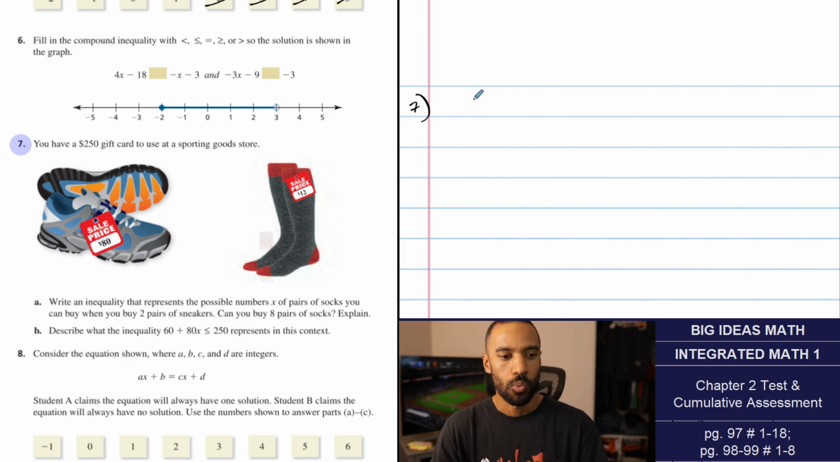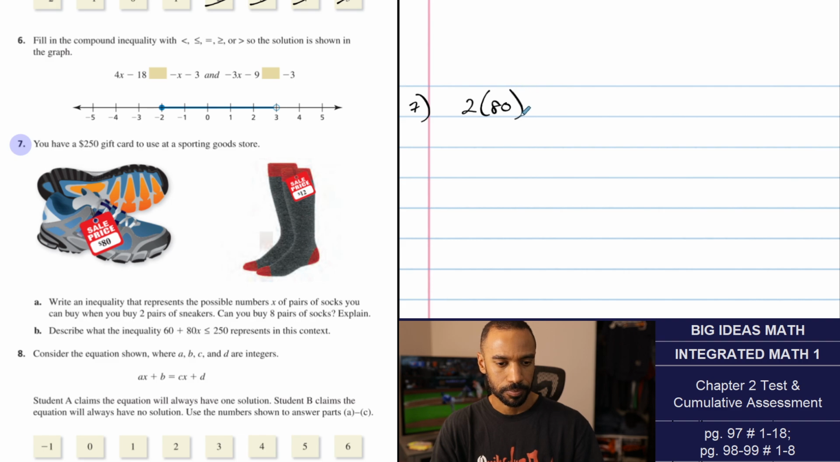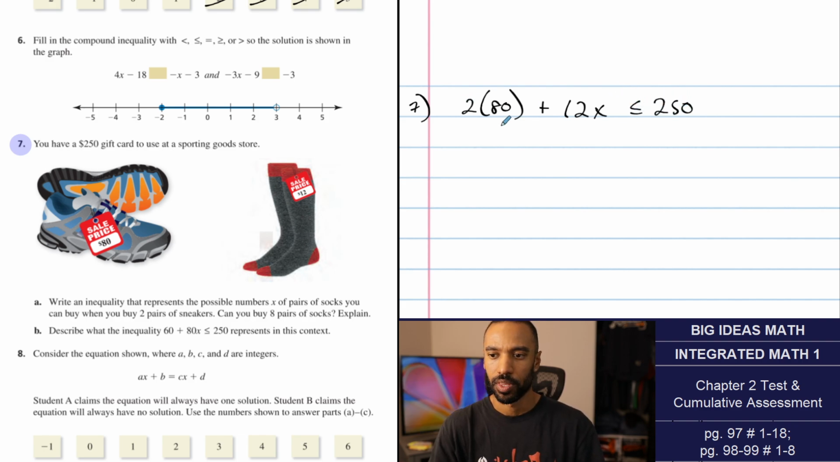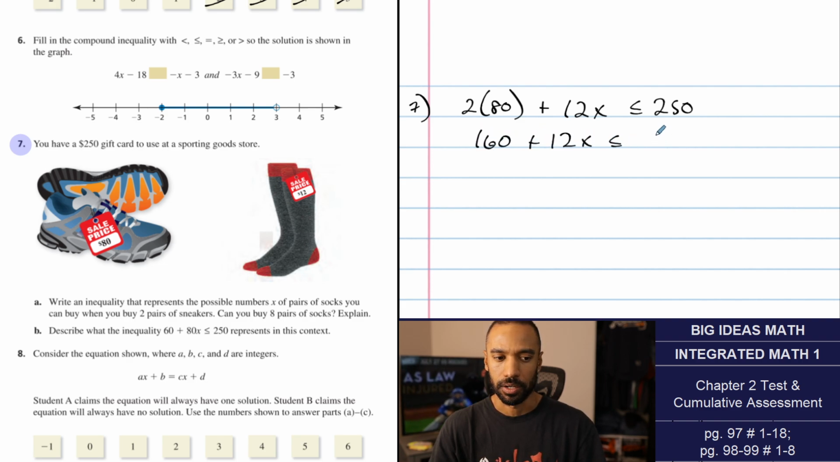Okay, so we can buy 2 pairs of sneakers. I assume the sale price is a part of this, right? 2 pairs of sneakers for $80 as the set. You spend $12 on each pair of socks. You multiply by the number of pairs of socks, x, that you want, and we cannot exceed $250. Therefore, we must be less than or equal to $250. 2 times 80 is 160, so we get this setup here. They said, write the inequality.